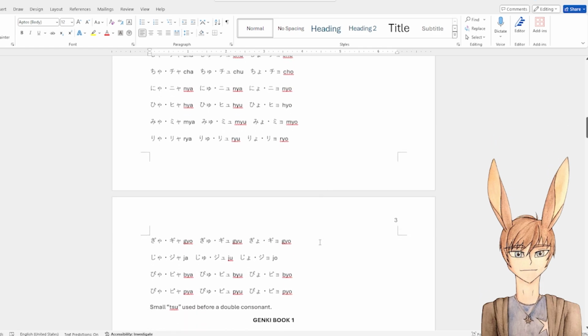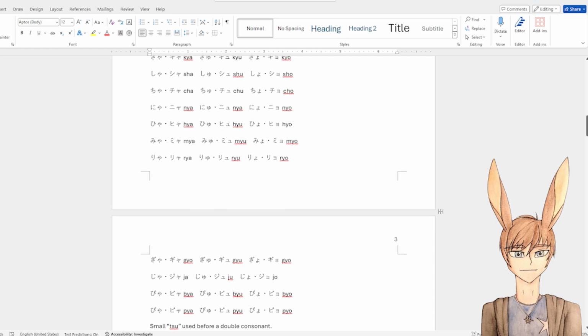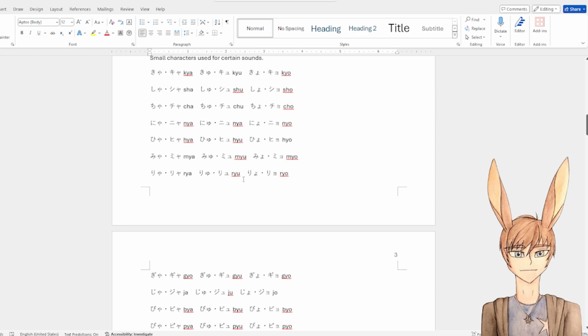Oh, there's more. There's more small ones down here. I'm so glad I scrolled down before I started saying any of them. So small characters with bigger characters are used to make different sounds. Here we have ki and ya, with ya being smaller, and when we put ki and ya together, we get kya. And you'll see this pattern with pretty much all of these sounds moving forward.